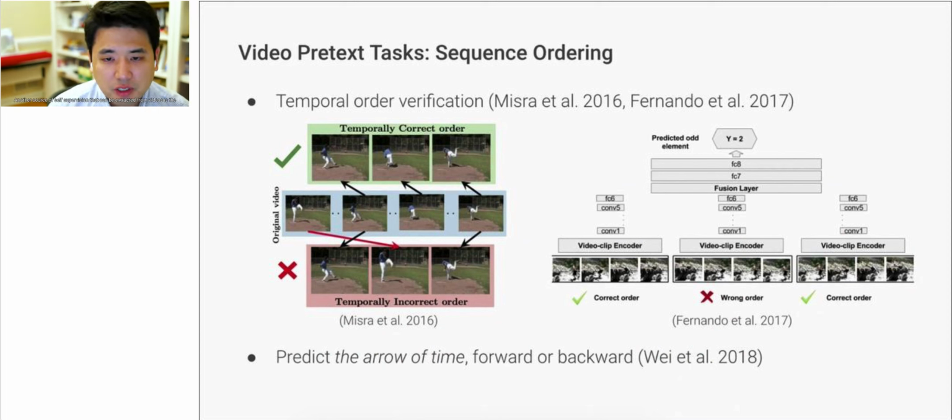Another source of self-supervision that can be extracted from videos is the sequential ordering of the frames in the video. In temporal order verification by Misra et al. in 2016, as well as Fernando et al. in 2017, the model classifies whether a sequence of video frames are in the correct or incorrect temporal order. The arrow of time model, introduced in 2018, is trained for a similar task, classifying whether the sequence is moving forward or backward in time, and outperforms the temporal order verification models.